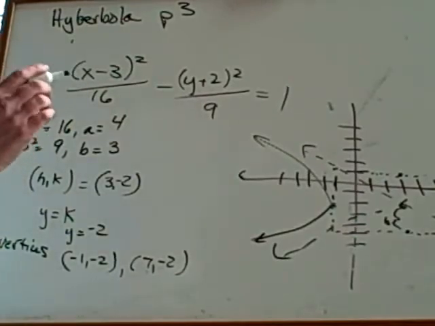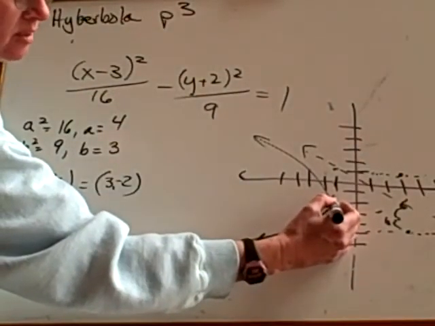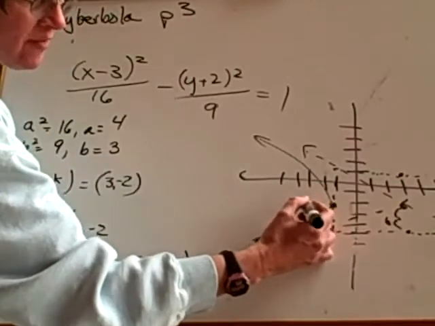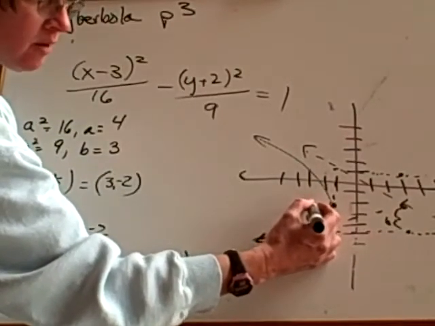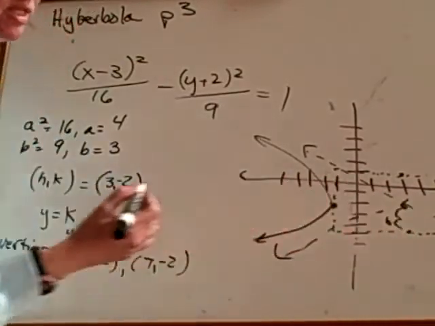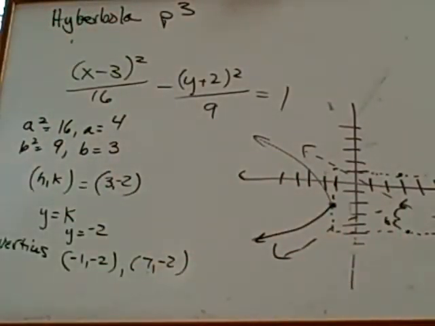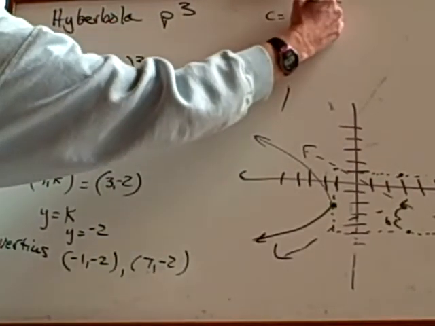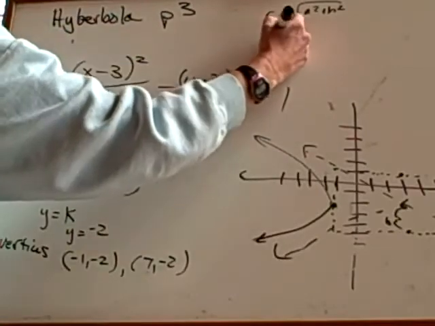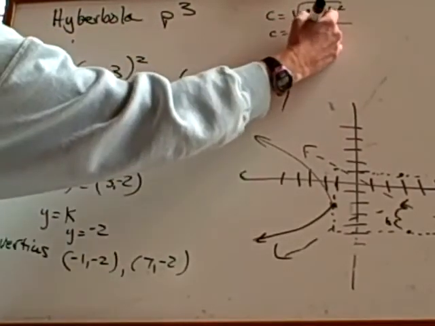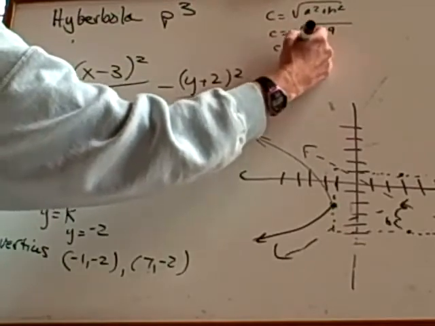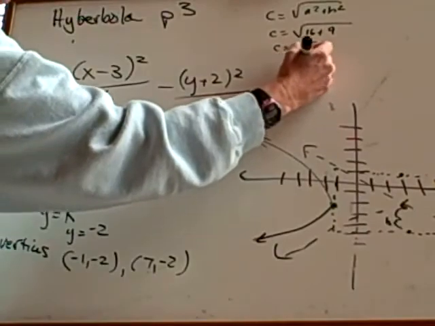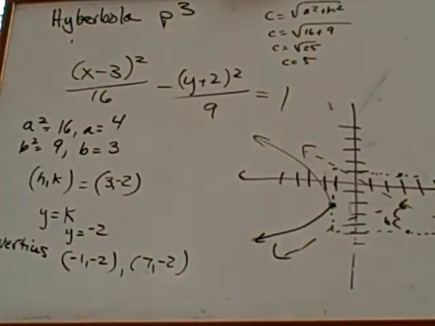Okay. We know that the distance from this vertex right here to this center, this whole distance, is A, correct? Mm-hmm. Well, my foci is in here somewhere. And the distance from the focus to the center is C. So we have to use that little formula in order to come up with what C is. So if you'll remember, C was equal to the square root of A squared plus B squared in this case. So C equals the square root of A squared, which was 16, plus B squared, which was 9. C equals the square root of 25, right? Mm-hmm. So C is what? 5.